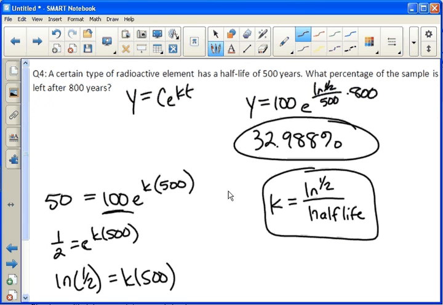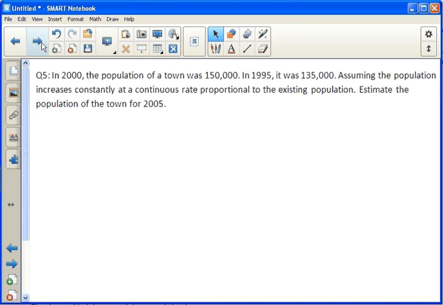Alright, we'll do one more and then we'll switch to video 2 after that. Question 5. In 2000, the population of a town was 150,000. In 1995, it was 135,000. Assuming the population increases constantly at a continuous rate proportional to the existing population, estimate the population of the town in 2005. Okay, the earliest time we have is 1995, so I'm going to treat that as my initial time, and that means that 135,000 will be my C.